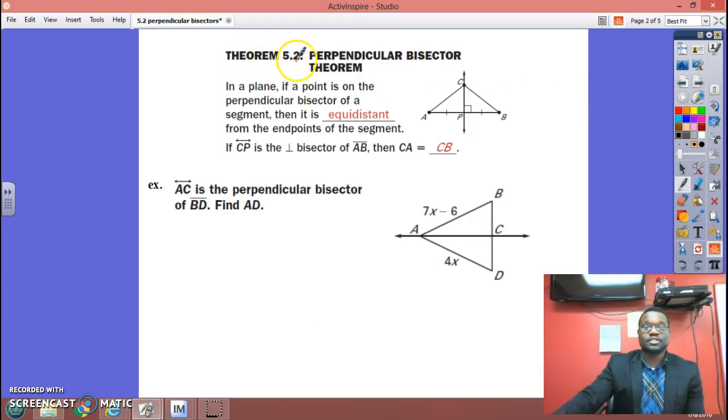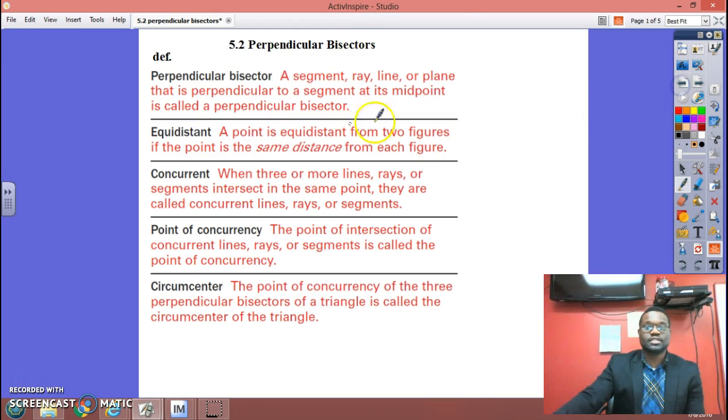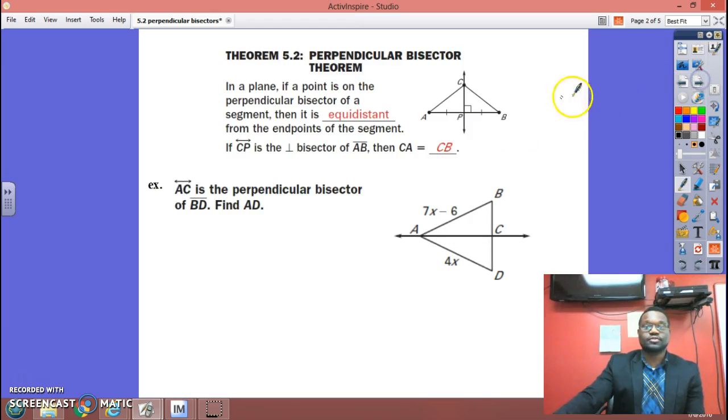Alright, the first thing we need to talk about is the theorem for the perpendicular bisector. It says in a plane, basically on a sheet of paper, if a point is on the perpendicular bisector of a segment, then it is equidistant from the endpoints of the segment. So what is equidistant? A point is equidistant from two figures if the point is the same distance from each figure. So equal distance is kind of what's in there.